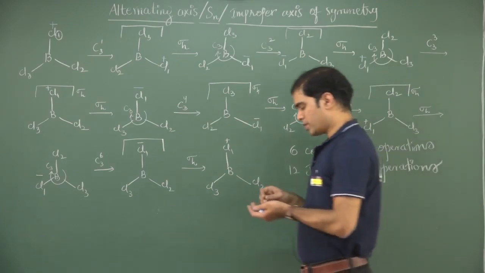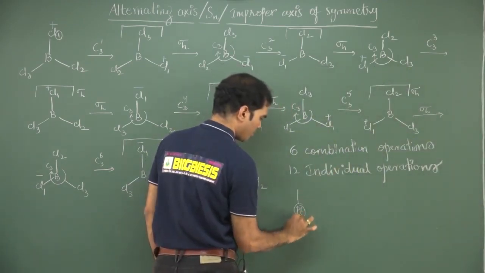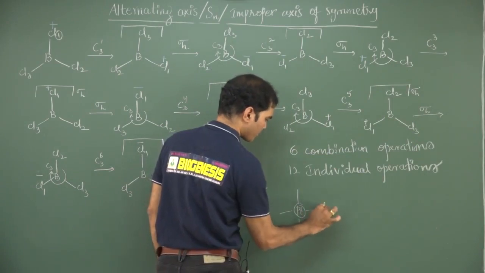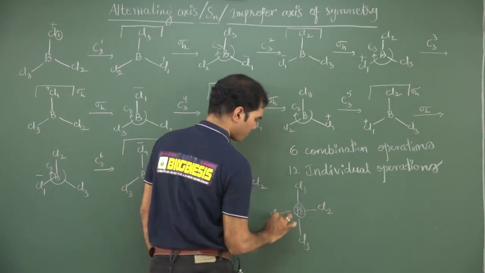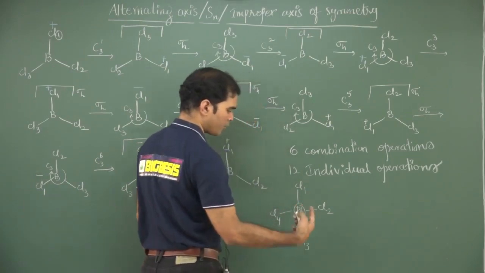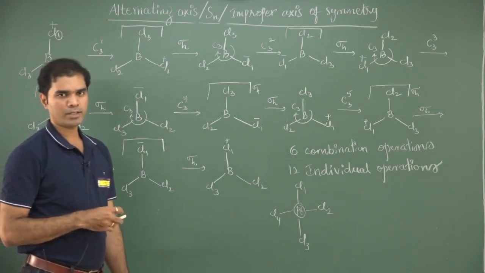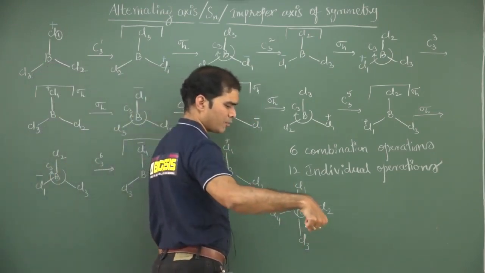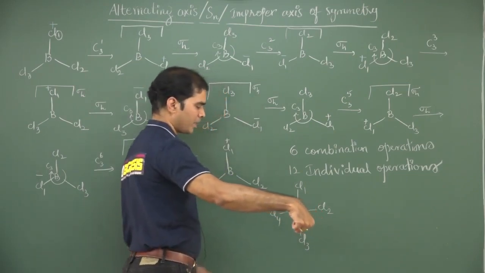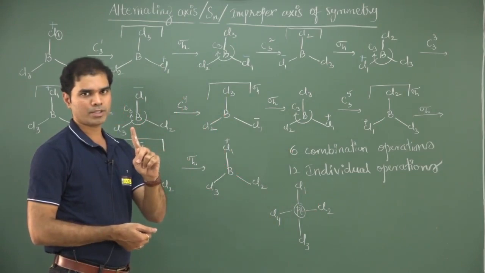Suppose that I choose PtCl4. This you can do on your own. Imagine that I am choosing PtCl4. There is a C4 and 4 C2s. I can choose a C2 and a perpendicular plane, but just for convenience let us begin with the principal axis. Choose a C4 which is pointing towards you and then pass a plane perpendicular to it. That is one combination operation.